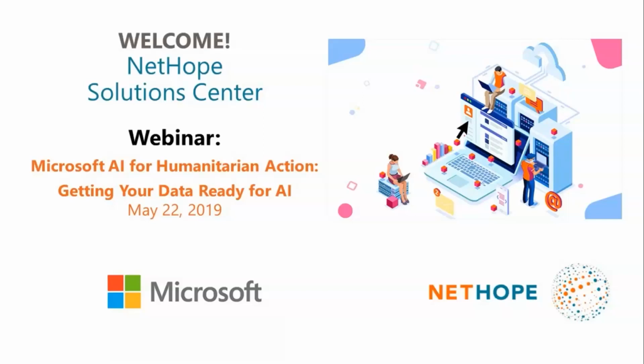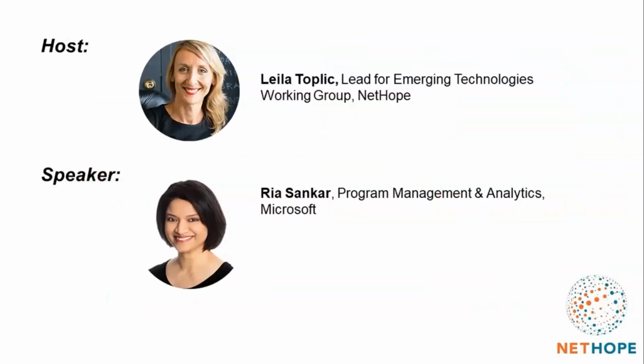So for this specific discussion, I invited a data expert who works for one of our partners in AI, Microsoft. And Ria leads program management for AI for Humanitarian Action at Microsoft. And in this role, she focuses on helping the NGOs, the nonprofits, UN agencies get their data ready for AI, and also develop AI solutions focused on 4 areas of AI for Humanitarian Action, including disaster relief, needs of children, protecting refugees and displaced people, and promoting respect for human rights.